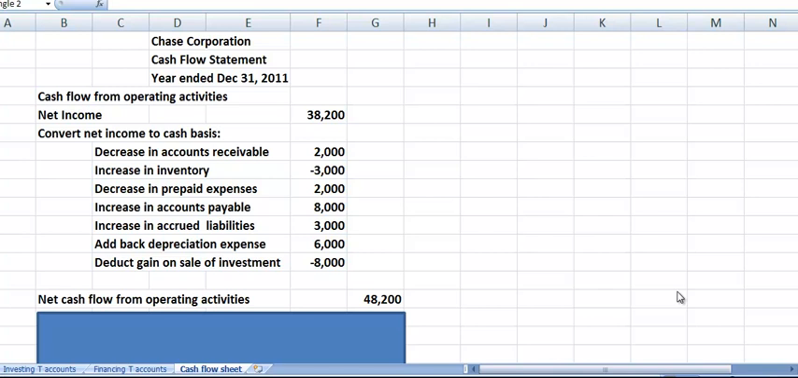Here before us we have part of the cash flow statement. We've always said we start with operating, then investing, and then financing activities to calculate our cash flow. So let's see how we would begin this problem given our data.